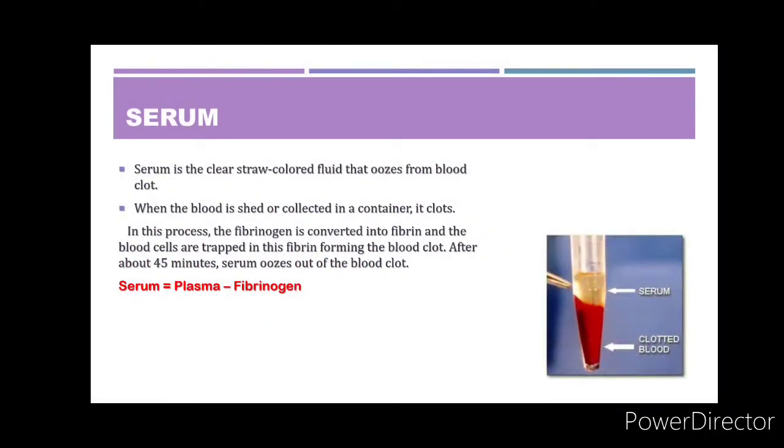Serum. Serum is the clear straw colored fluid that oozes from the blood. When the blood is shed or collected in a container, it clots. In this process, the fibrinogen is converted into fibrin, and the blood cells are trapped in this fibrin, forming the blood clot. After about 45 minutes, the serum oozes out of the blood clot.